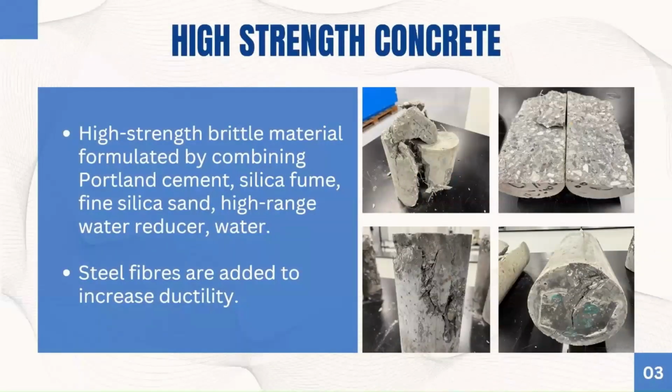First, let's define what's high strength concrete. High strength concrete is a brittle material formulated by combining normal Portland cement with a combination of supplementary cementitious materials, and usually it combines extremely fine aggregate and small sized coarse aggregate. High strength concrete is extremely brittle, so for this experiment to obtain acceptable ductility, we decided to introduce steel fiber to the mix.